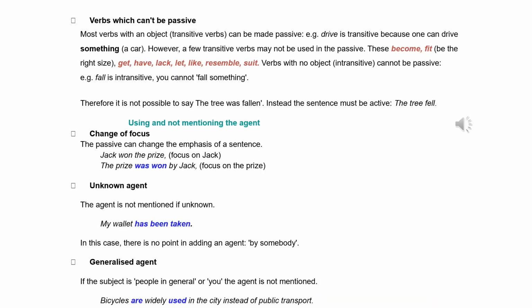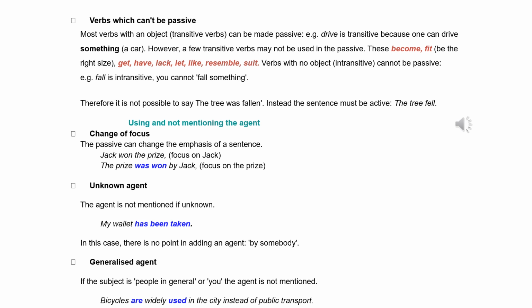Verbs which can't be passive. Most verbs with an object, transitive verbs, can be made passive. E.g., drive is transitive because one can drive something, a car. However, a few transitive verbs may not be used in the passive. These include fit (be the right size), get, have, lack, let, like, resemble, suit.